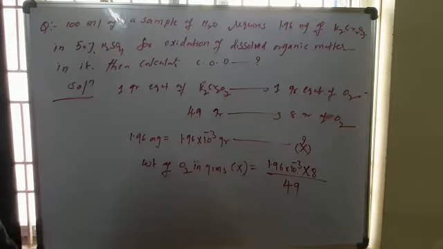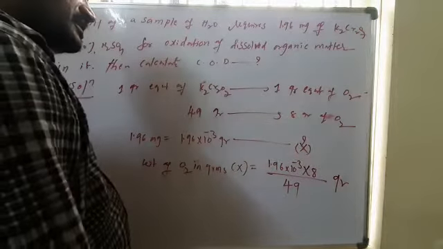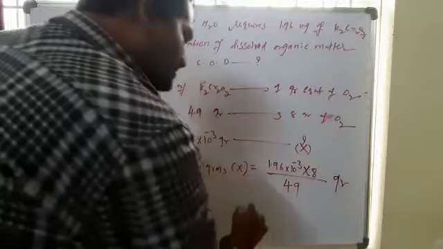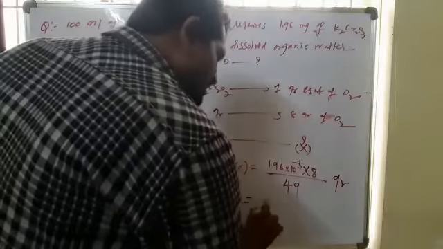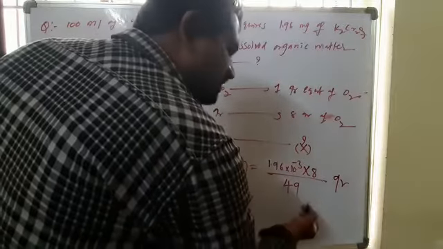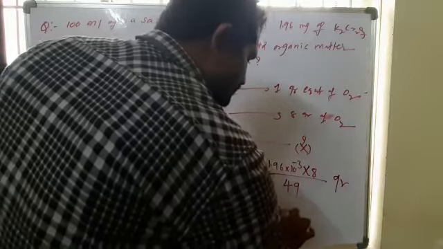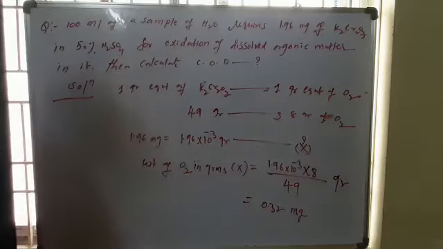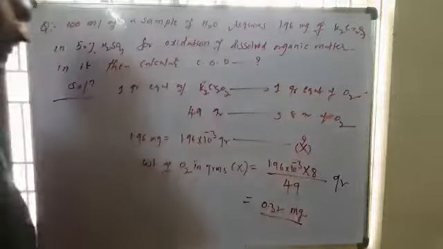Now this value you will get in grams, so you should convert it into milligrams. To convert to milligrams, multiply with 10 power 3. If you simplify and convert into milligrams, you will get 0.32 milligrams.